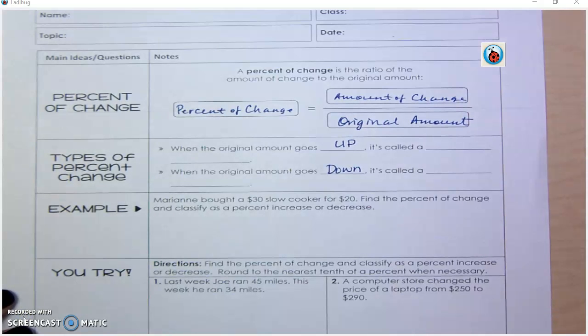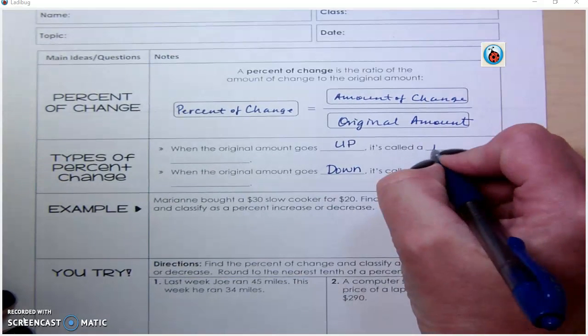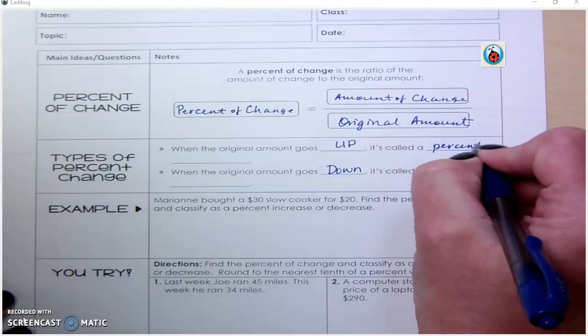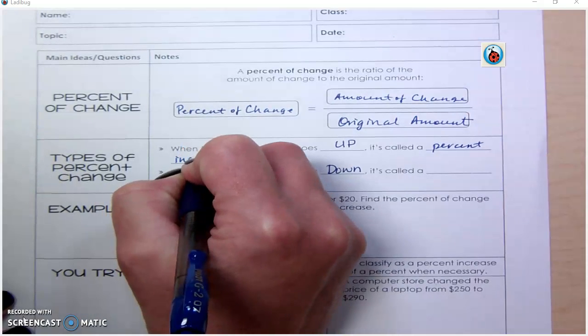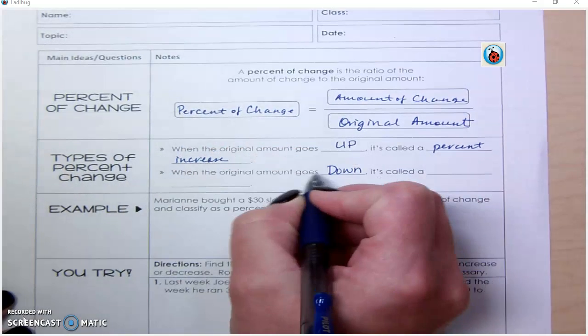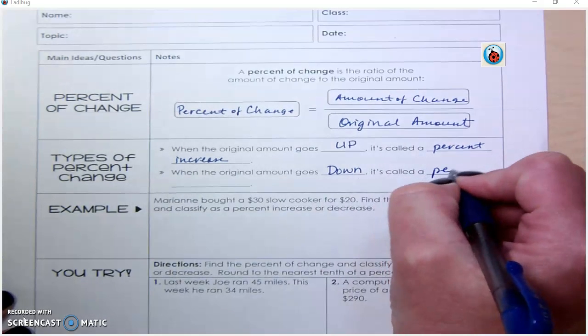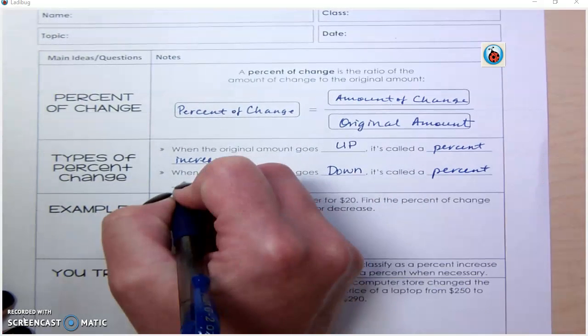We know when we experience change, the numbers, the values, the temperatures go up or down. So when you have an increase, we would call this percent increase. And when the values are going down, it's going to be percent decrease.